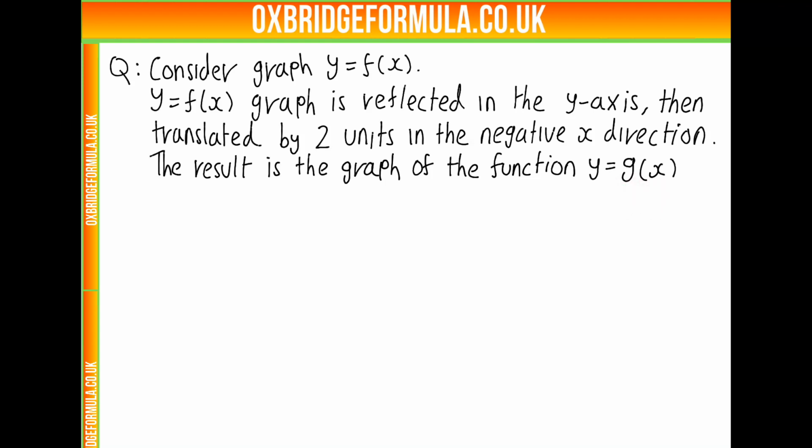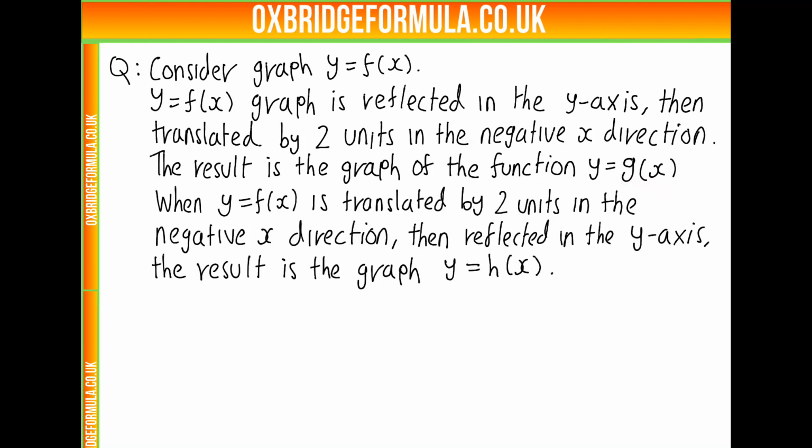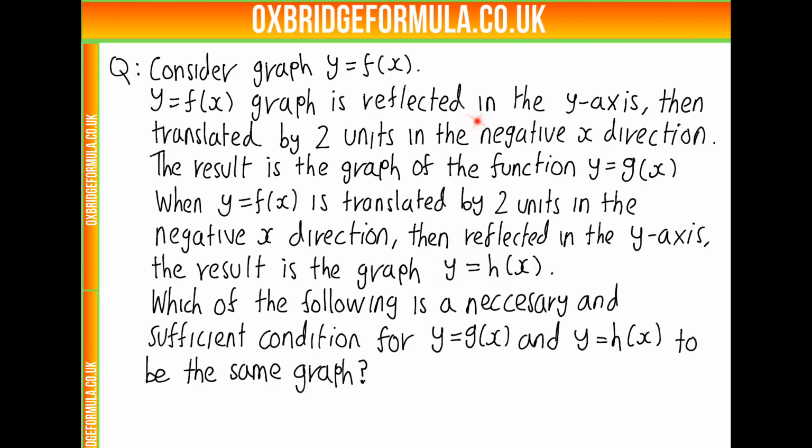Then, when y equals f of x is translated by 2 units in the negative x direction, then reflected in the y-axis, the result is the graph y equals h of x. And then we're asked, from this, with our two graphs g of x and h of x, which of the following is a necessary and sufficient condition for y equals g of x and y equals h of x to be the same graph?